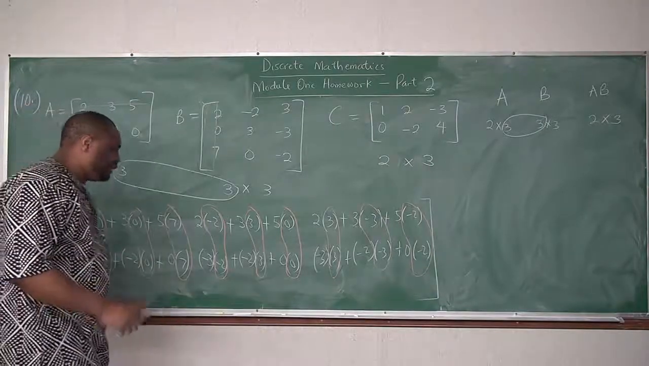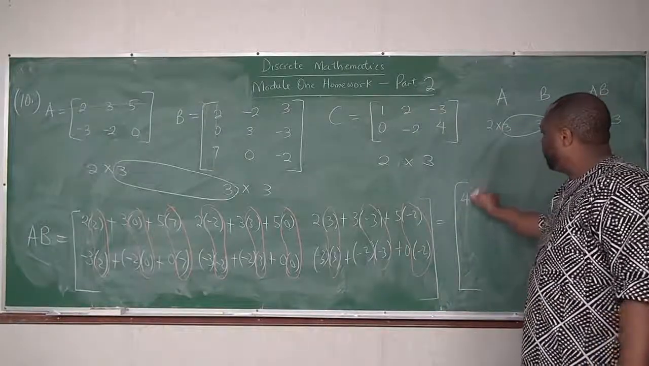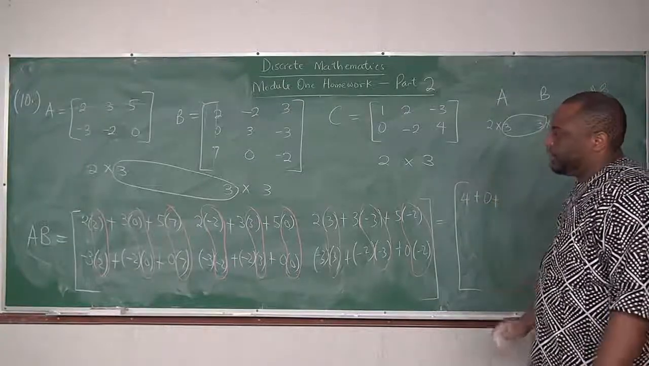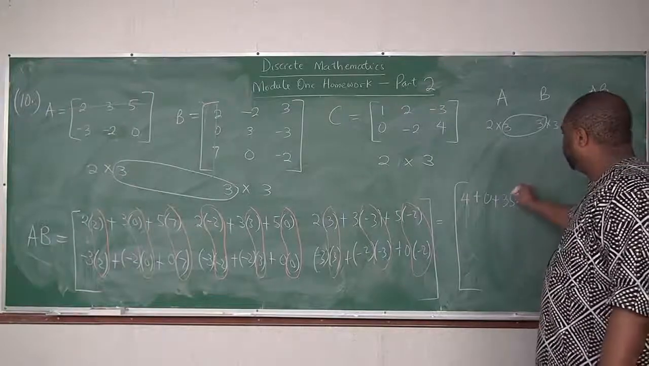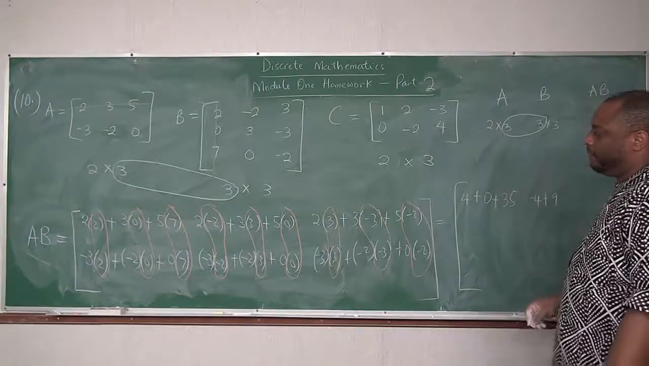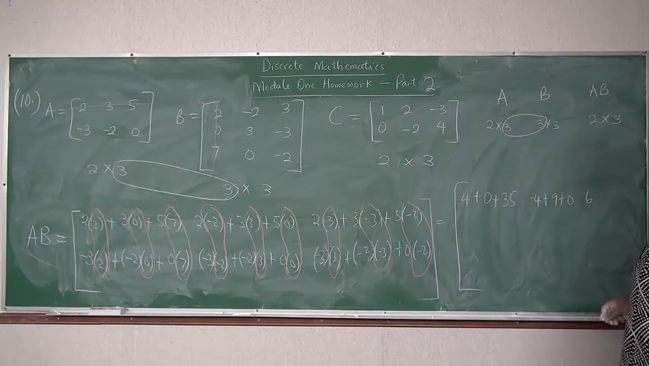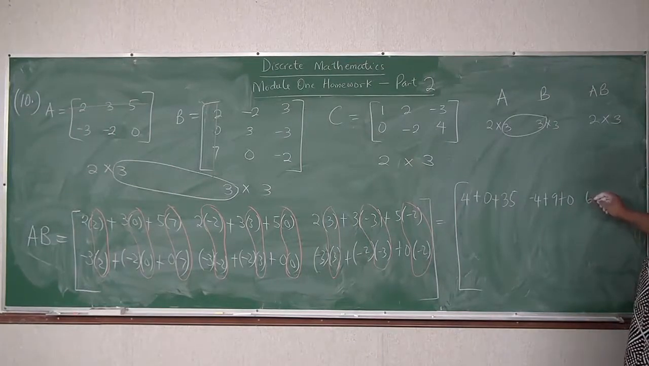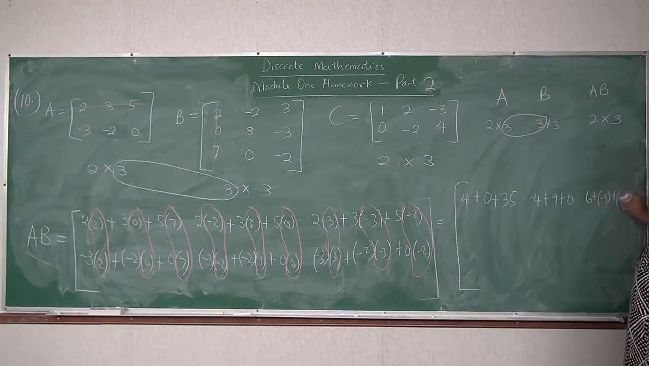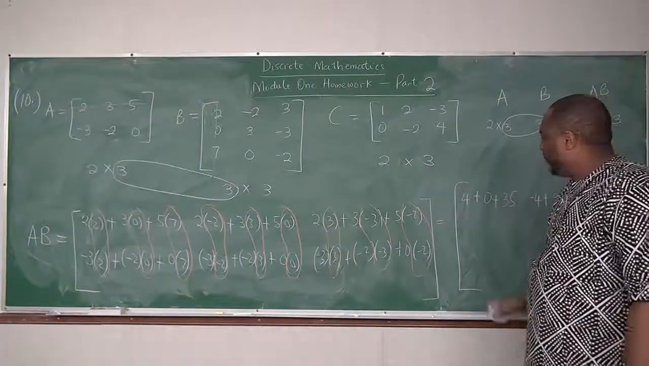Now, let's finish up. So this will be 2 times 2 is 4 plus 3 times 0 is 0 plus 5 times 7 is 35. 2 times negative 2 is negative 4 plus 3 times 3 is 9 plus 5 times 0 is 0. 2 times 3 is 6 plus 3 times negative 9. 3 times negative 3 is negative 9, plus 5 times negative 2 is negative 10. Then here, negative 3 times 2 is negative 6.